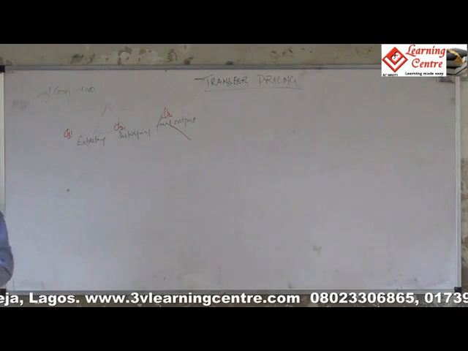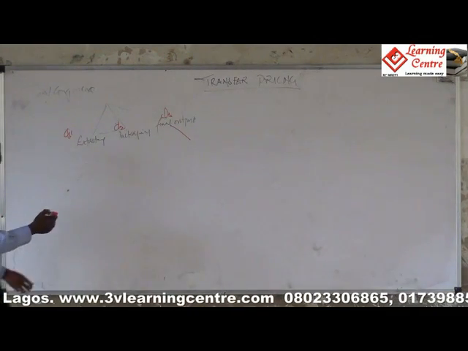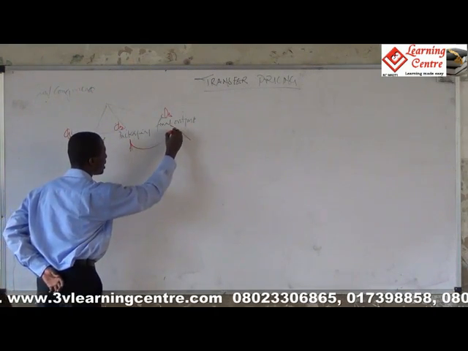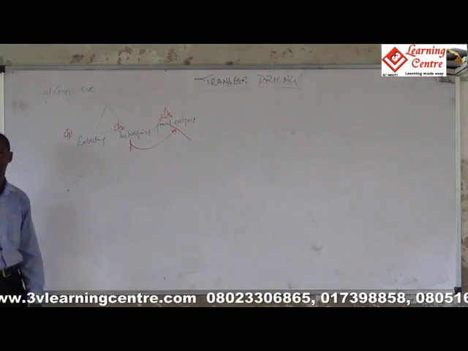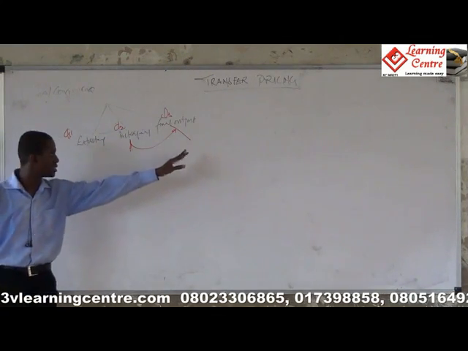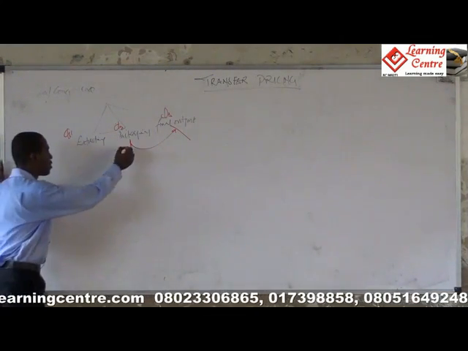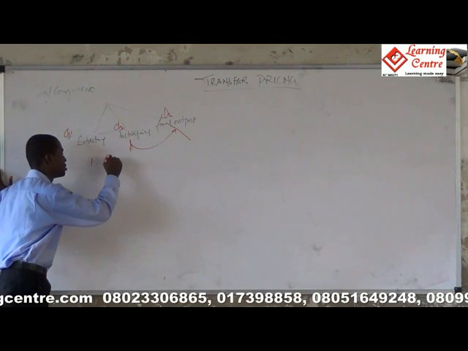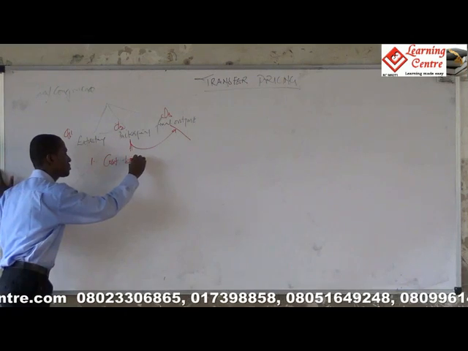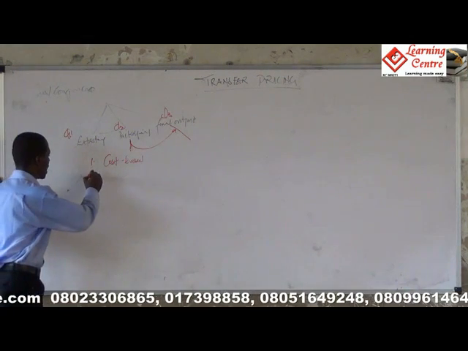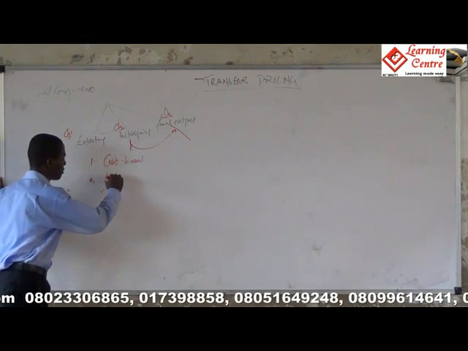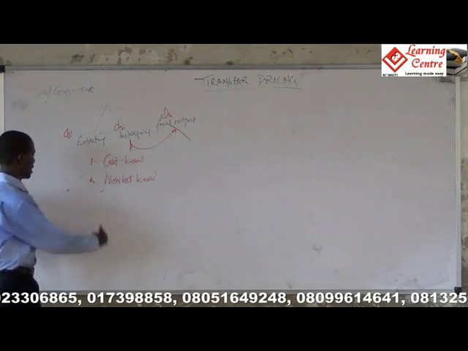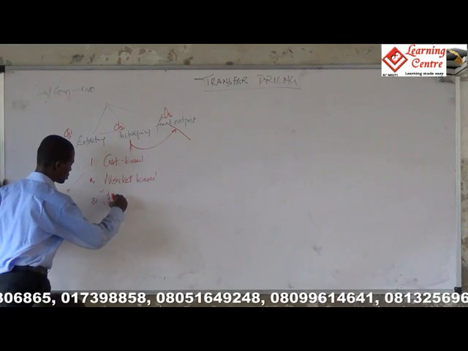Now, the problem here is at what price? At what price will this division transfer to this division? Now we have different pricing techniques for transfer pricing. We can have cost based, and we have market based. We have things like opportunity cost.